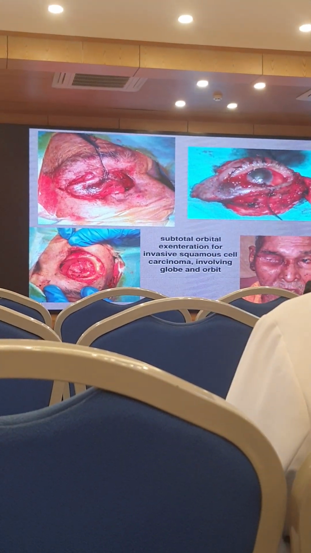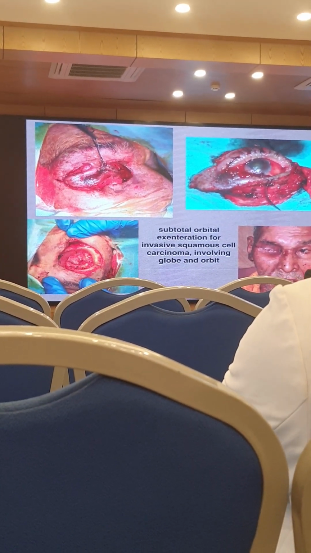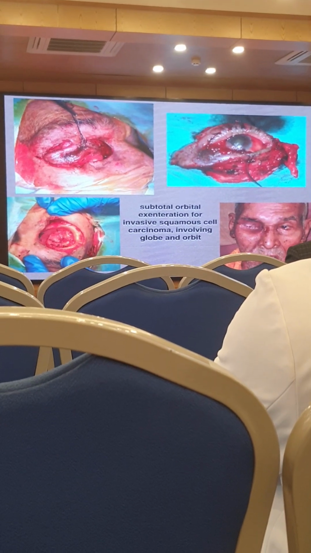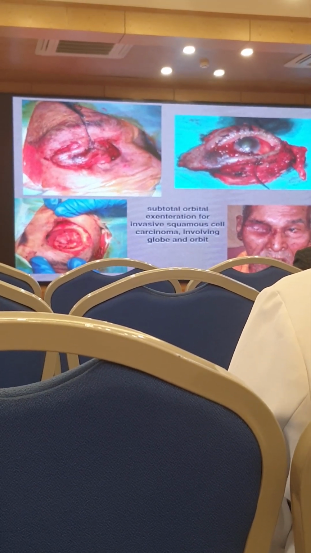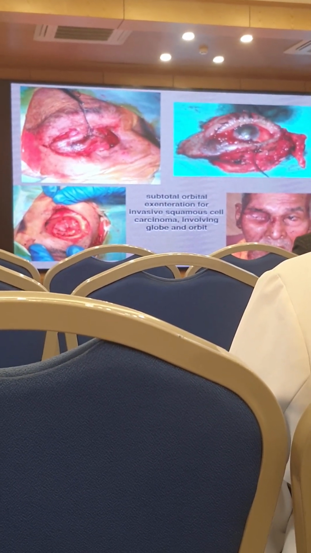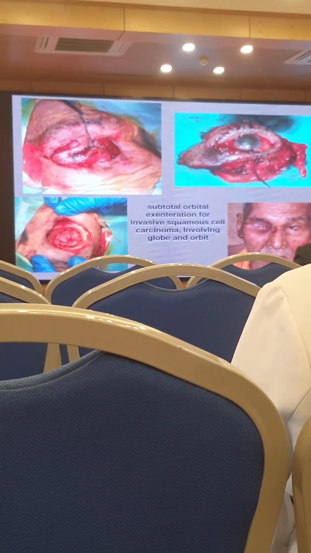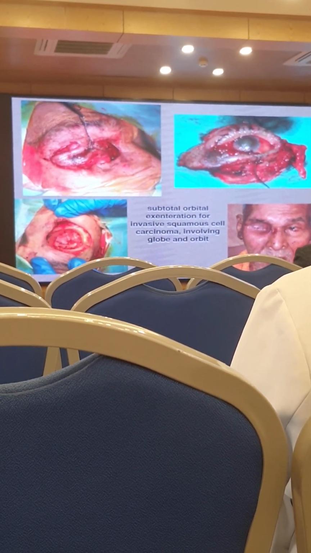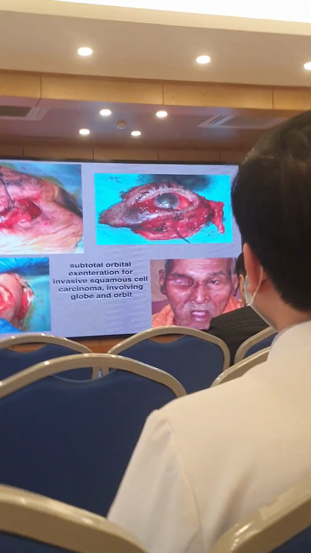And this was a subtotal exenteration that I did for a very invasive squamous cell carcinoma involving the orbit and the eyeball. The eyelid was fused to the eyeball and tumor was growing through the sclera, so this eye was not salvageable. Now there are different types of exenteration. The classic original exenteration is just making a skin excision around the entire circumference of the orbit and removing everything.